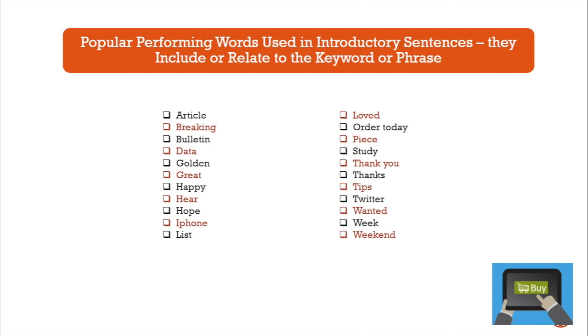Here are some popular performing words used in introductory sentences. They include or relate to the keyword phrase: article, breaking, bulletin, data, golden, great, happy, here, hope, iPhone, list, loved, order today, peace, study, thank you, thanks, tips, Twitter, wanted, week, weekend. And those are words that people would use in conjunction with what they're searching for.